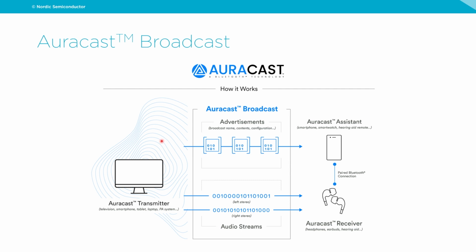And within Auracast, here is why this is important. In Auracast, you will have a transmitter sending out these audio streams. That could be a television or a smartphone or, let's say, a PA system, for example, at a shopping center or an airport. So it's sending the audio streams and then it's sending the information about these different broadcasts. And then you'll have what's called the Auracast Assistant.